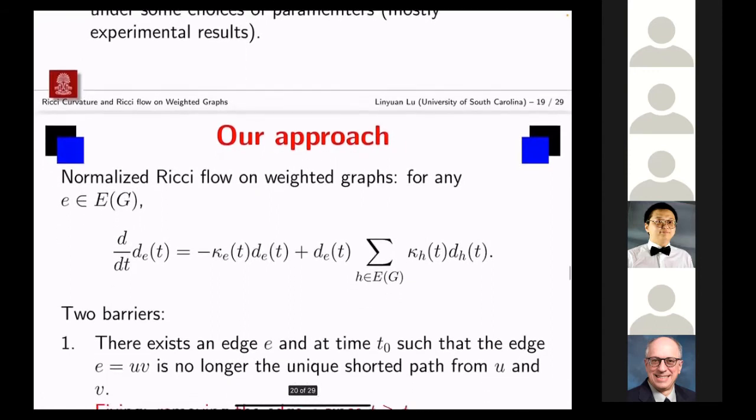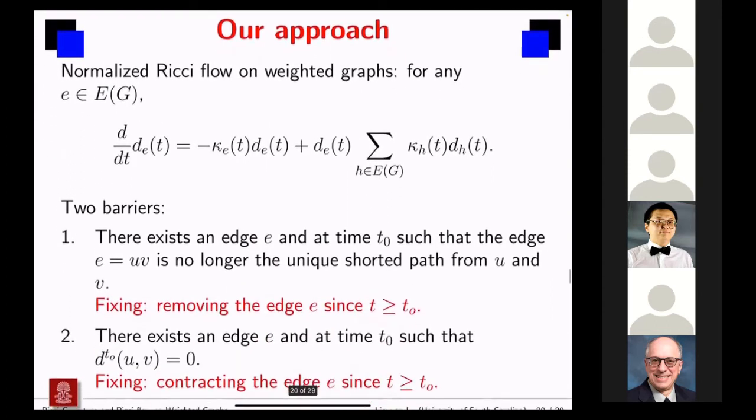So here is our approach. We consider the so-called normalized Ricci flow on a weighted graph. The first part is very similar, and the second part is just a normalization. But we have to take care of some difficulties. One is that, because the weights and distances are changing, at some point the edge uv may no longer be the shortest distance between u and v, because the distance increases. Then this edge is no longer needed, and we remove this edge.